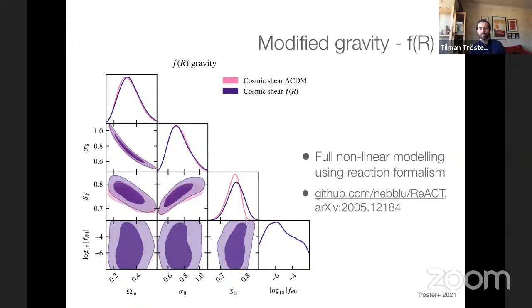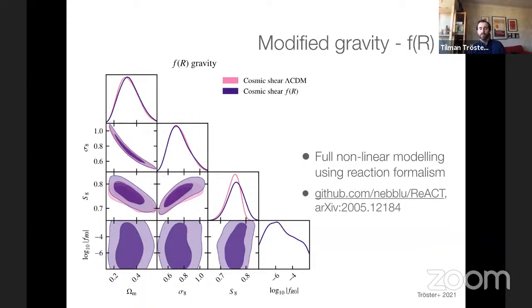And finally, we looked at the modified gravity model. So we look at an F of R model, and it was mostly a proof of concept because we used a fully nonlinear modeling for the matter power spectrum, so we can use the full cosmic shear constraining power essentially, which hasn't been done before.